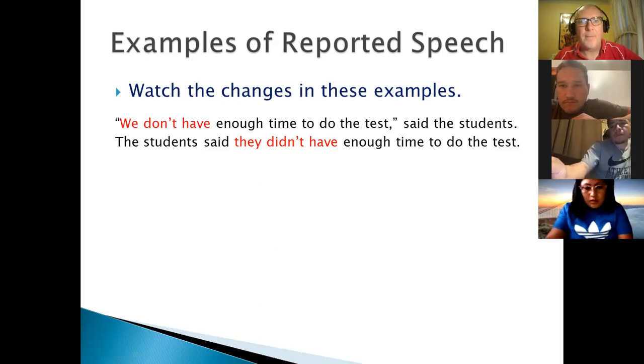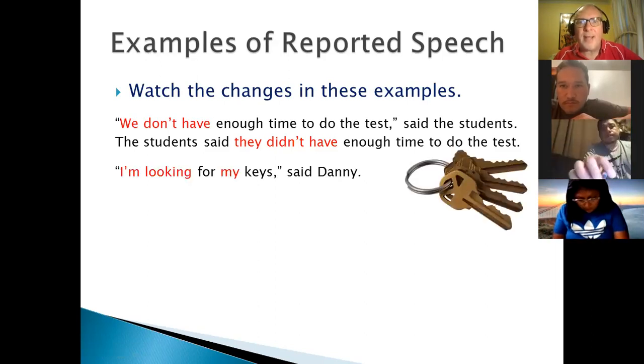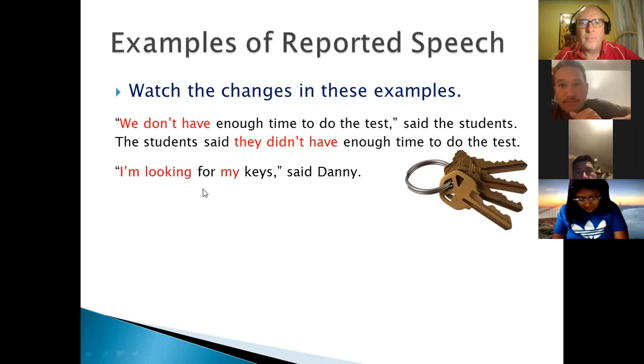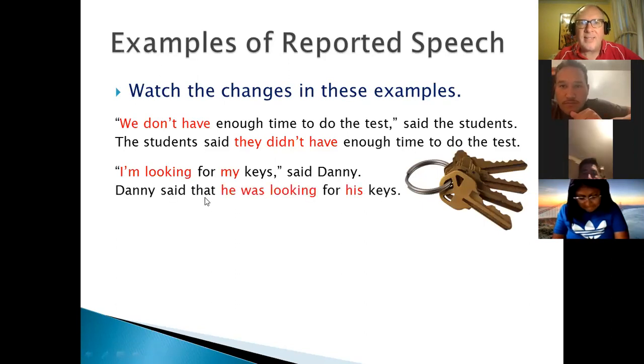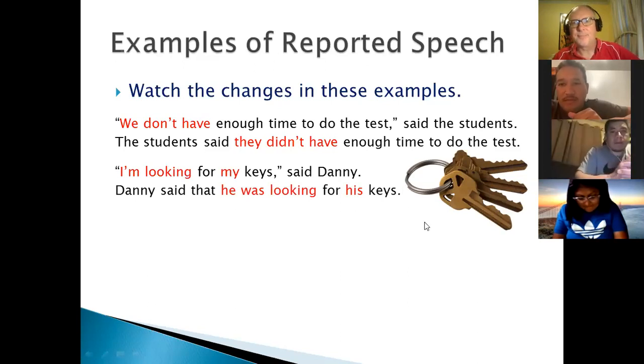Let's look at another one. "I'm looking for my keys," said Danny. What is this? Present continuous. Danny said he was looking for his keys.